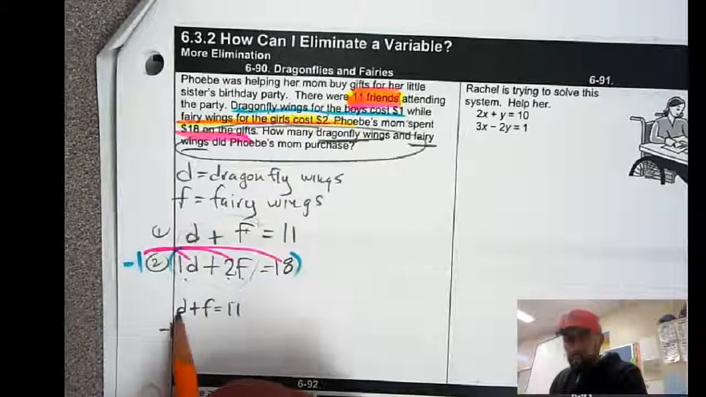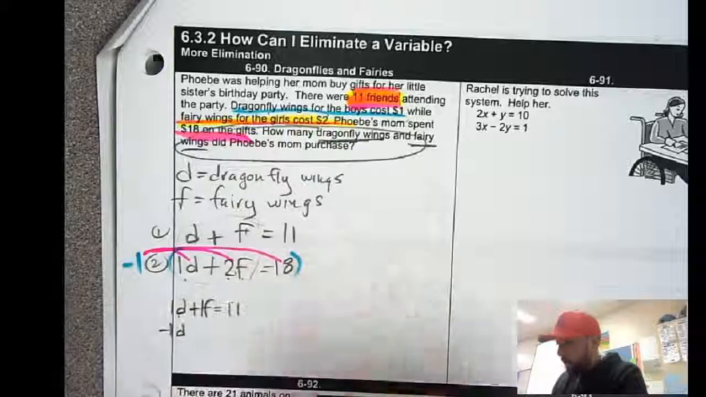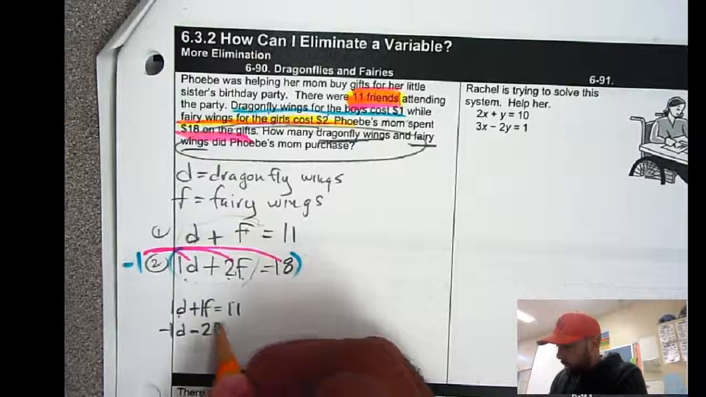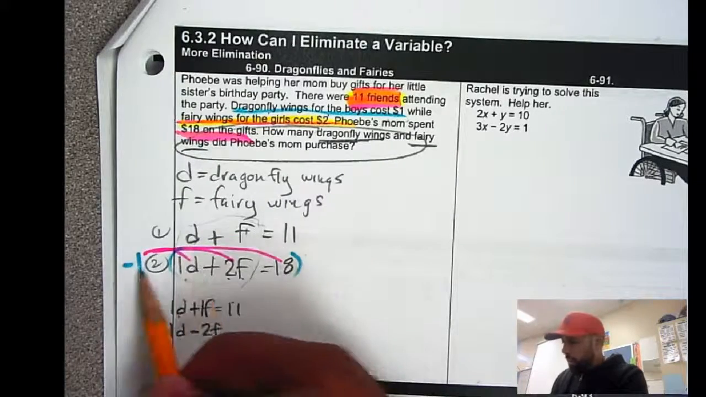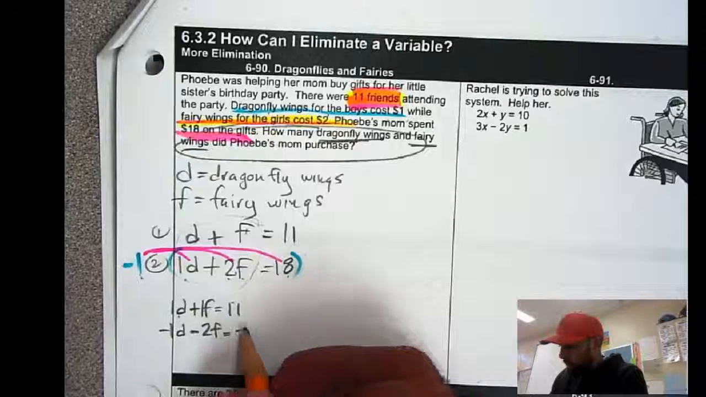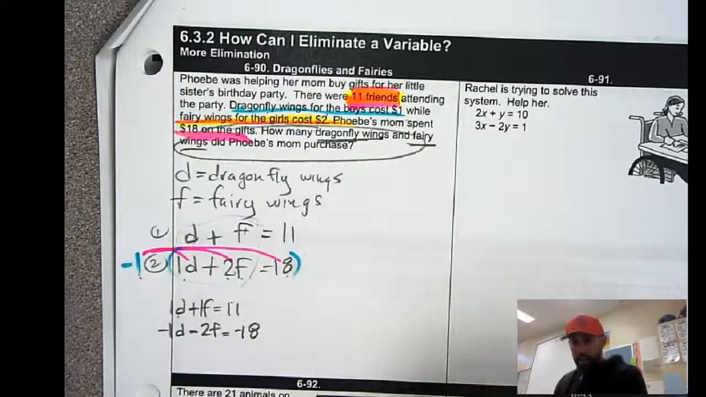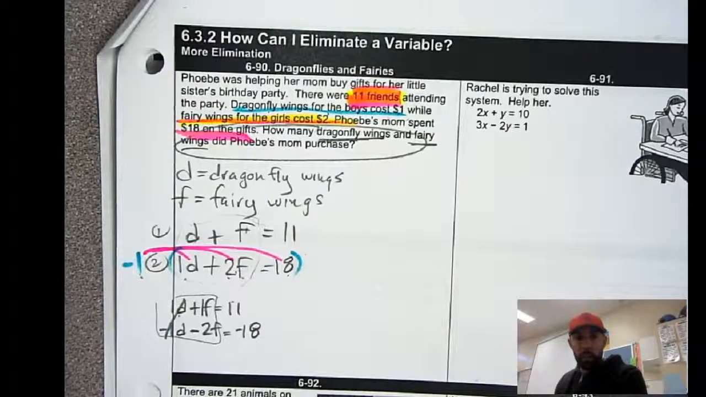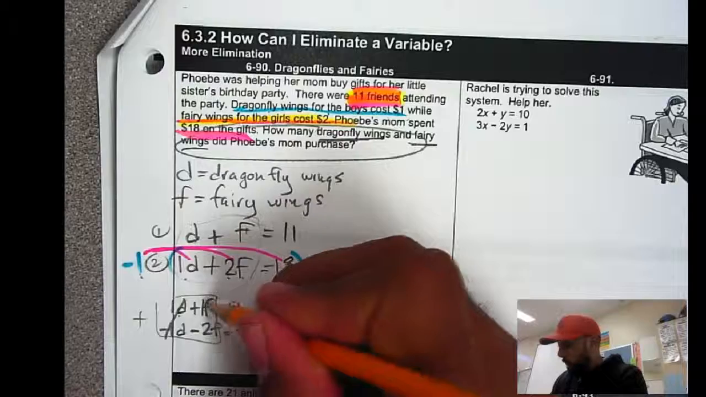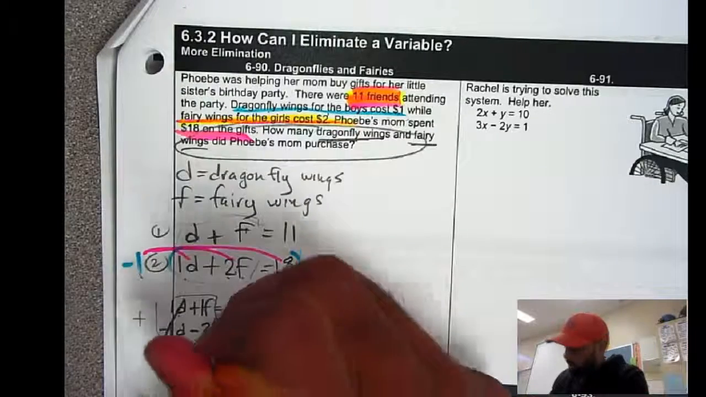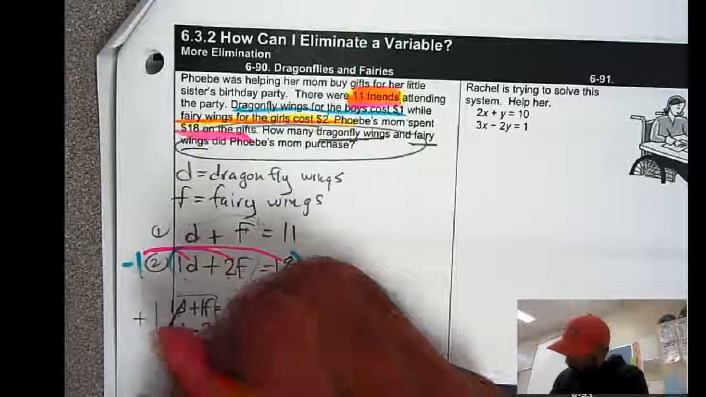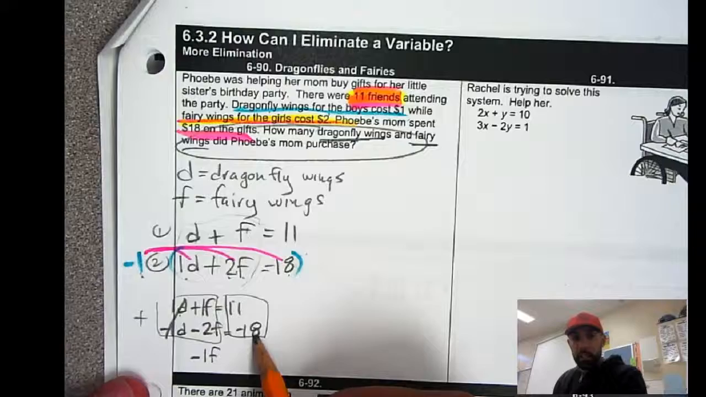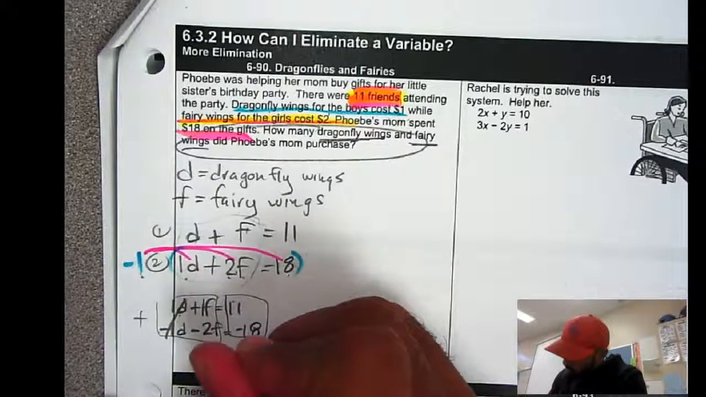-1d. And remember, that d is just a 1, and that f is just a 1. We just don't write it. Then -2f, because it's -1 times 2f, and -1 times 18 is -18. Now if I add the equations, 1d minus 1d will go away. Then 1f minus 2f is going to be -1f. Over here we add those as well: 11 plus -18, or 11 minus 18, is -7.